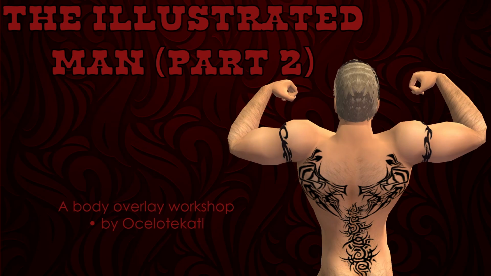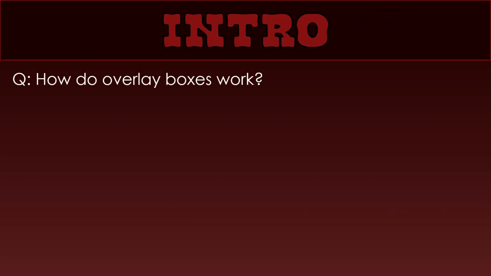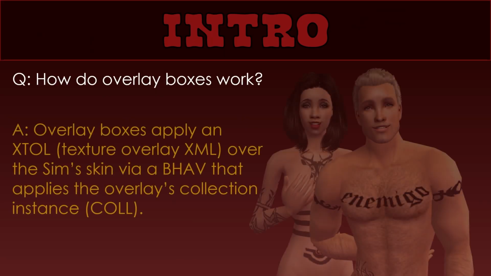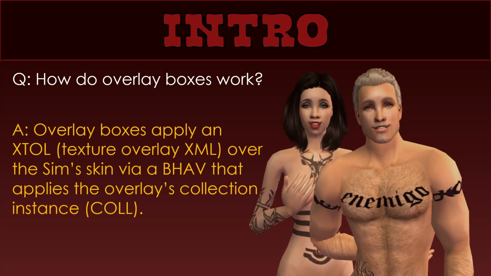This is a workshop about body overlays. In last week's workshop, we looked at how we build the overlay itself. This week, we're going to build an overlay box and then configure the overlay so that it can be applied to a sim. How do overlay boxes work? Overlay boxes apply an XTOL, that's texture overlay XML, over the sim skin via a BHAV that applies the overlay's collection instance or call.